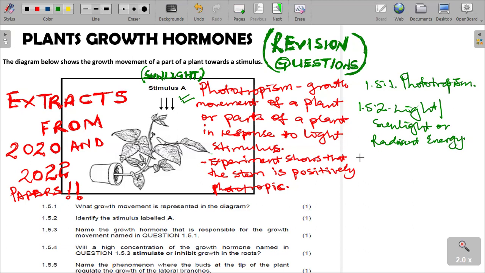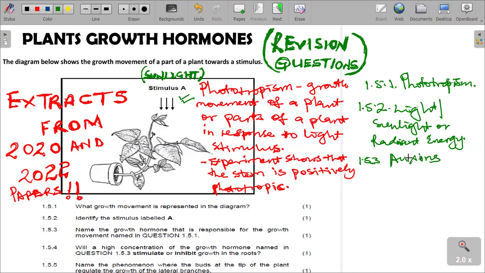Question 1.5.3: name the growth hormone that is responsible for the growth movement named in question 1.5.1 above. What we need to understand is that plant growth, or plant cell elongation, is always caused by auxins. So the plant growth hormone responsible here is auxins.